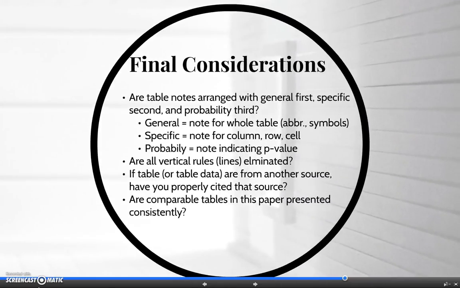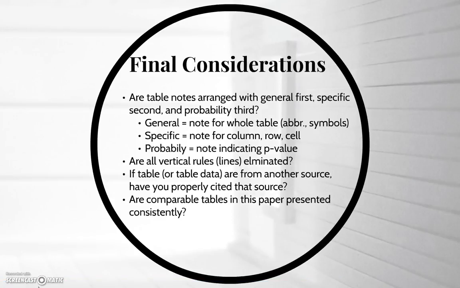Finally, as you're preparing the table to insert into your document, here are a few last considerations. Have the table notes been given general first, then specific, then probability? General notes are those that pertain to the whole table, such as if you have borrowed it from another source with correct citation format, or abbreviations or symbols. Specific notes are those that pertain only to certain columns, rows, or cells.